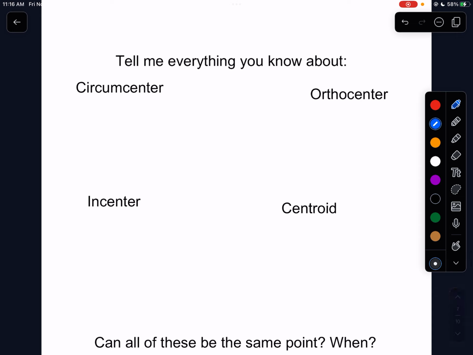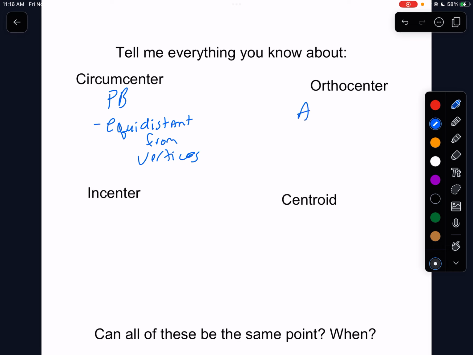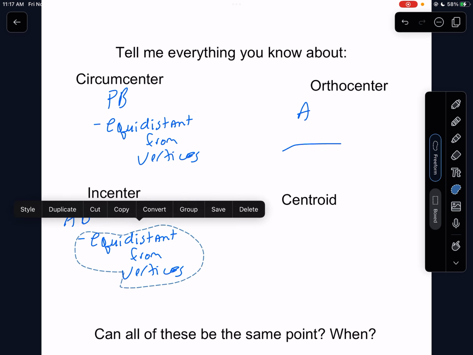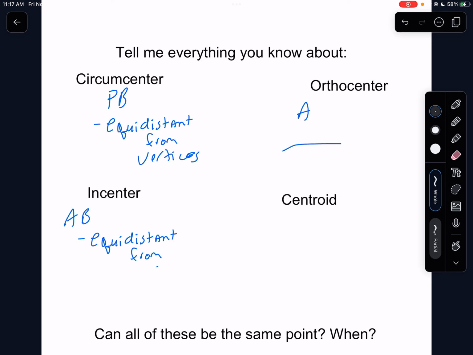Tell me everything you know. Well, we're going to talk about what lines make them. The circumcenter is made by perpendicular bisectors, and its special property is that it is equidistant from the vertices. Over here, orthocenter, what lines make them? Altitudes, and special properties? None. Incenter, what lines make them? Angle bisectors, and they are equidistant from, what are they equidistant from? It's not vertices. It is equidistant from the sides. Incenter, inside, equidistant from the sides.